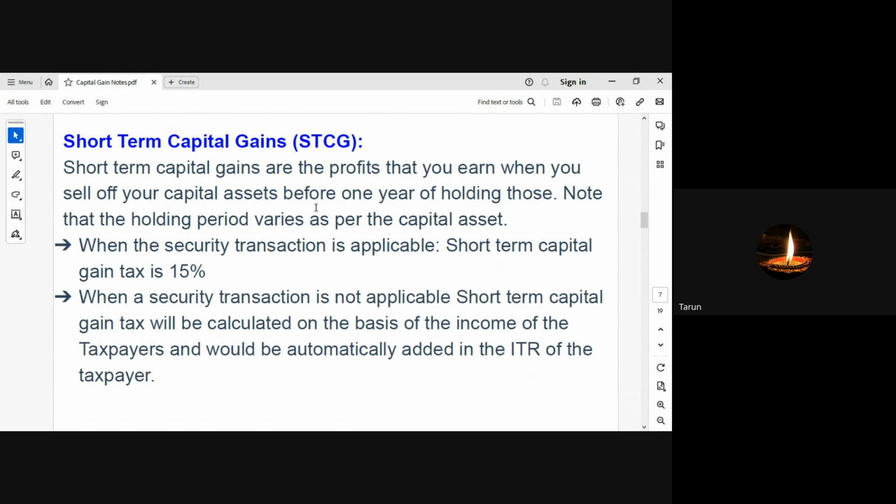So these are the two cases which are applicable or not applicable. When the security transaction tax is applicable, short-term capital gain tax is 15%. When the security transaction tax is not applicable, short-term capital gain tax will be calculated on the basis of the income of the taxpayer and would be automatically added in the income tax return of the taxpayer.